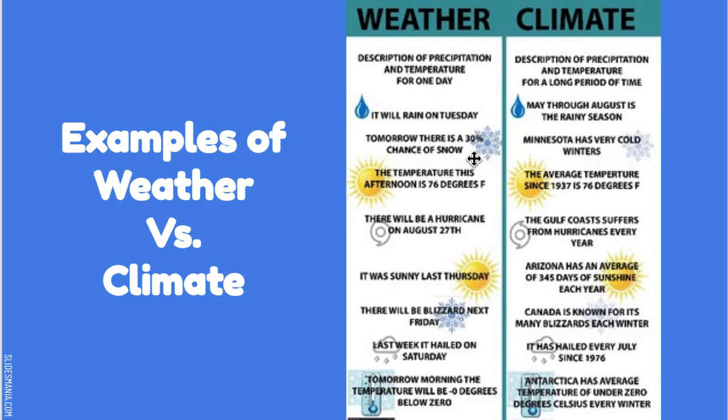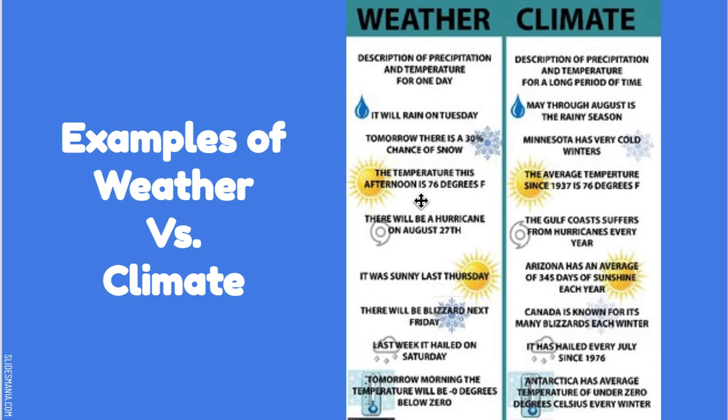Here's another example. Tomorrow, there is a 30% chance of snow. This is an example of weather because they talk about a specific day. They mention that it's tomorrow. On the other hand, climate, maybe Minnesota has very cold winter. Or perhaps they would tell you what is the average snowfall in January. We'll take a look at one more example.